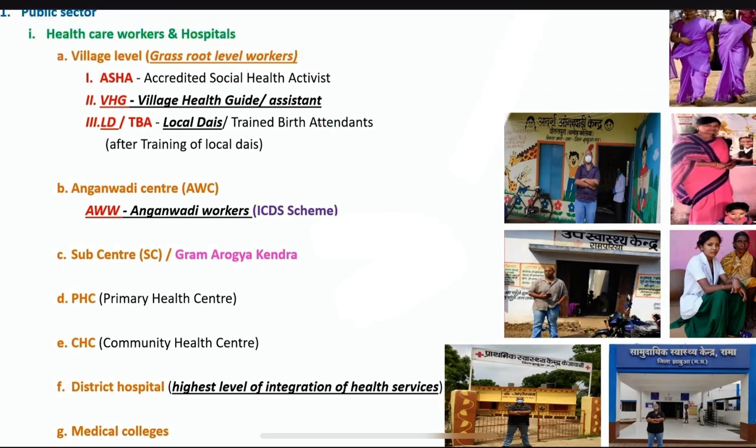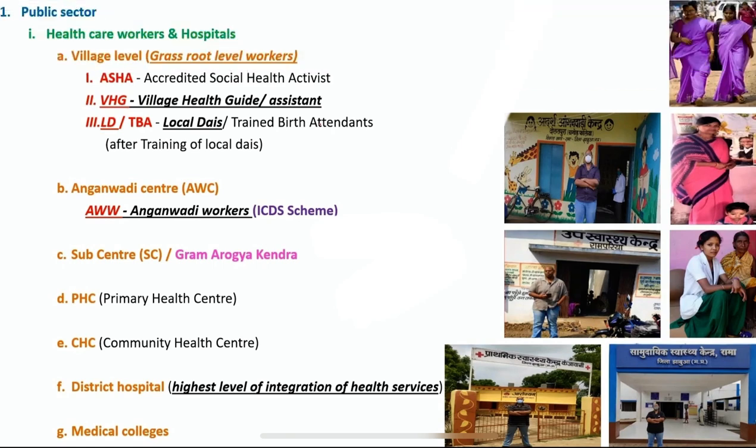And next we have the sub-center level or the Gram Arogya Kendra. Okay, we have this Gram Arogya Kendra at the sub-center level. Next, primary health center, PHC, followed by community health center at the block level. Community health center, and the district level, district hospital, which is the highest level of integration of health service, and lastly the medical colleges. Okay, so this is about the public sector.